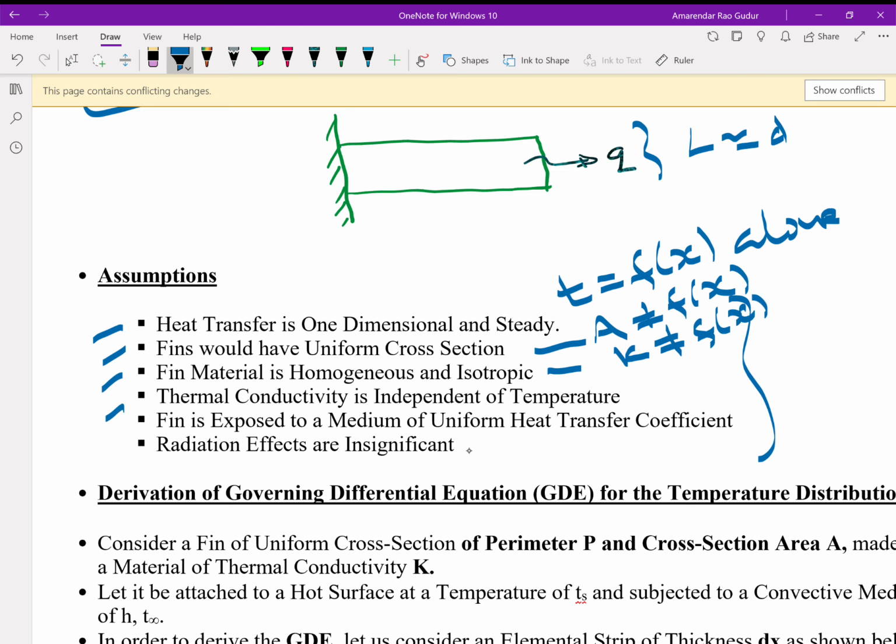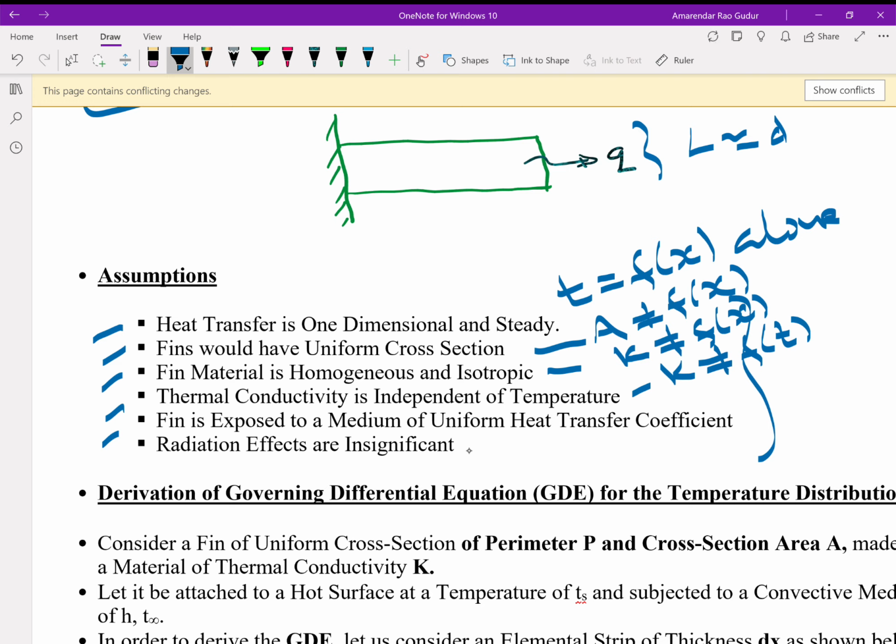Then thermal conductivity, the one which we are talking about, is a function of temperature, but here to simplify life, thermal conductivity is the same irrespective of the temperature we talk about. Then the fin is exposed to a medium of uniform heat transfer coefficient.